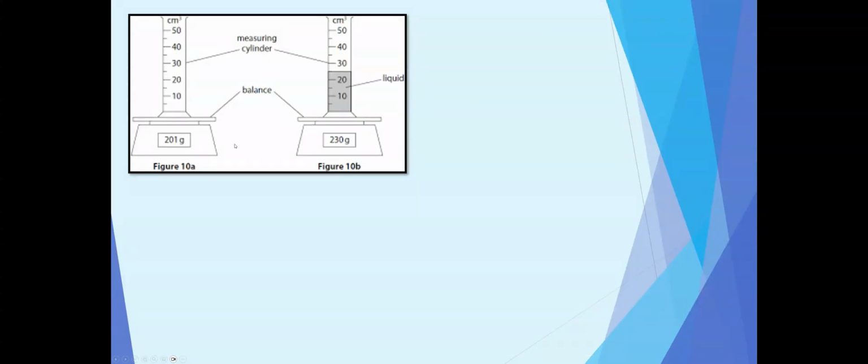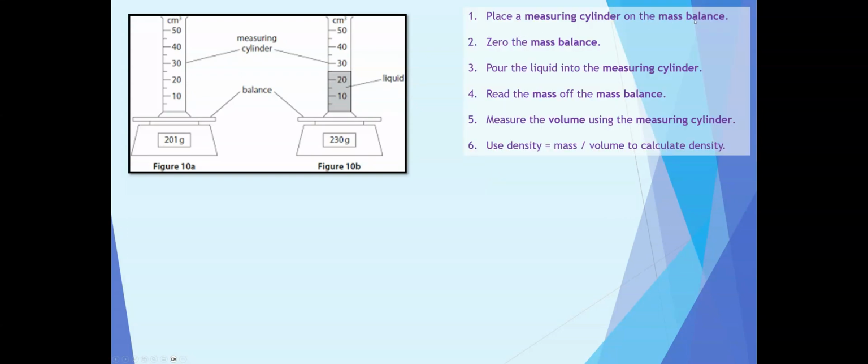Now, the last one is using this equipment to measure the density of a liquid. Okay, so let's get started. Place the measuring cylinder on the mass balance, okay, which we've done here. Zero the mass balance, okay. Pour the liquid into the measuring cylinder, and then you'll see that the mass balance is only measuring the liquid. Now, they haven't done that here, but I find it's a lot easier just to zero it, and then that mass balance tells you exactly the mass of the liquid.